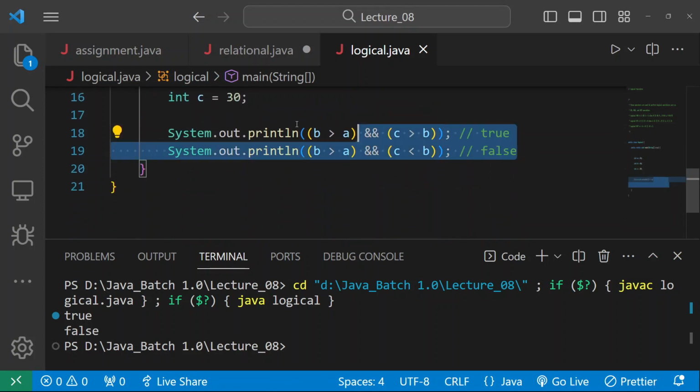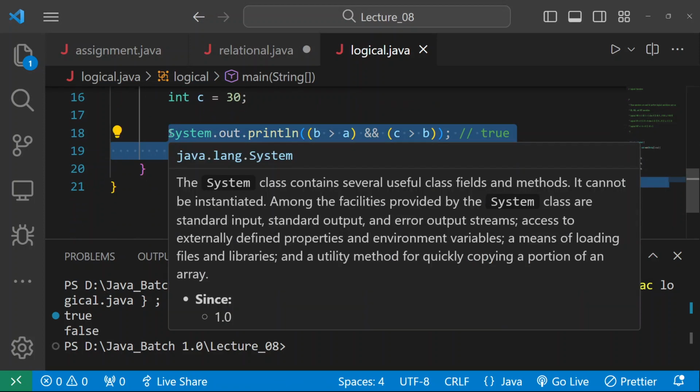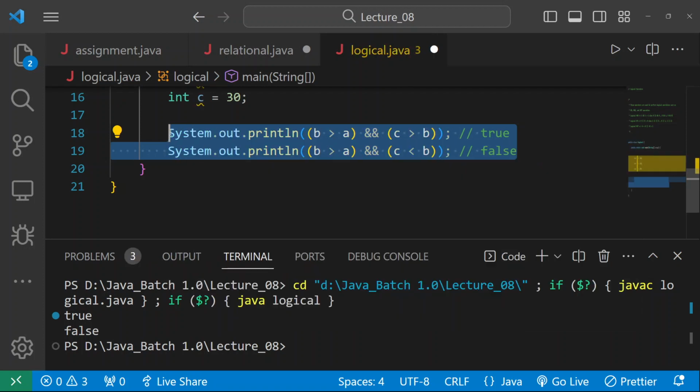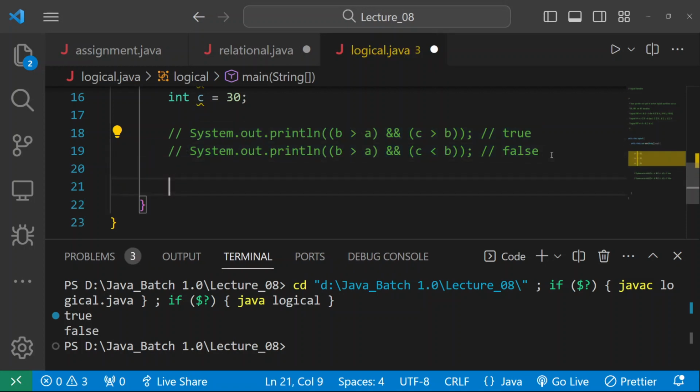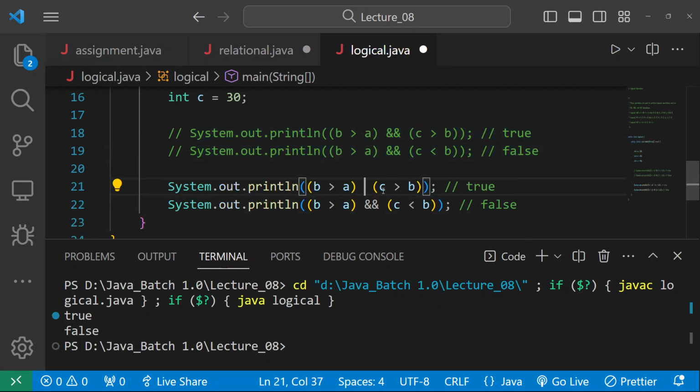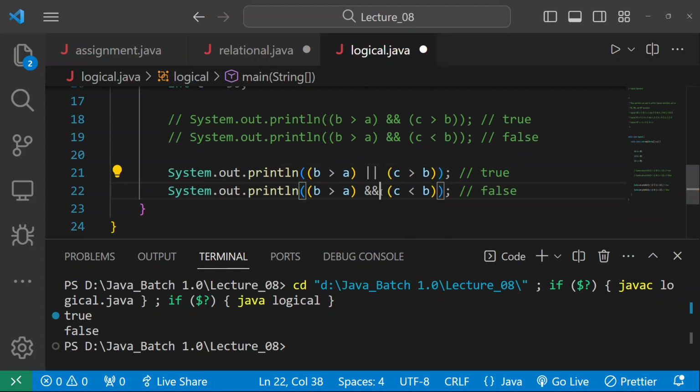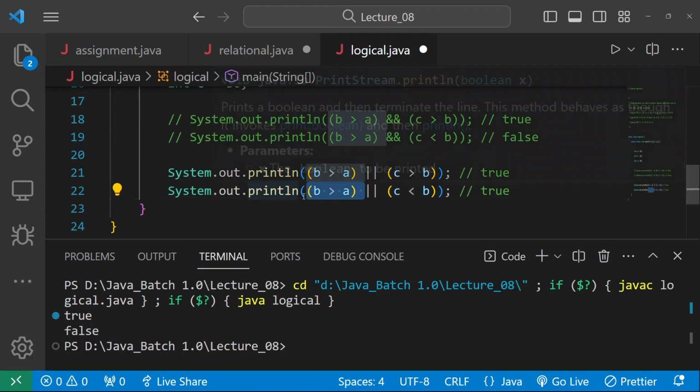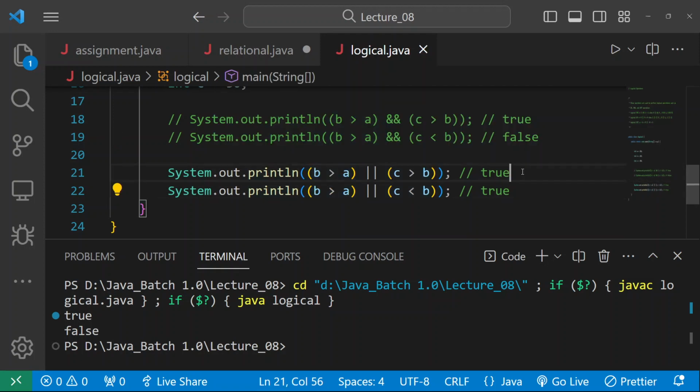Now let me comment this part. Let me copy and comment, and I am doing a simple thing here. Instead of AND I am using OR. Now tell me the output. What will be the output? True, both true. Yeah, very good. Why both true? Because one condition is true. As mentioned, this condition was false up to here. If any one condition is true, your OR will return true. Very good.